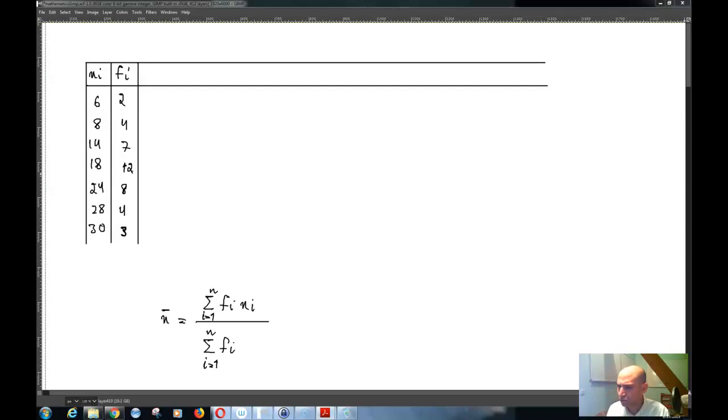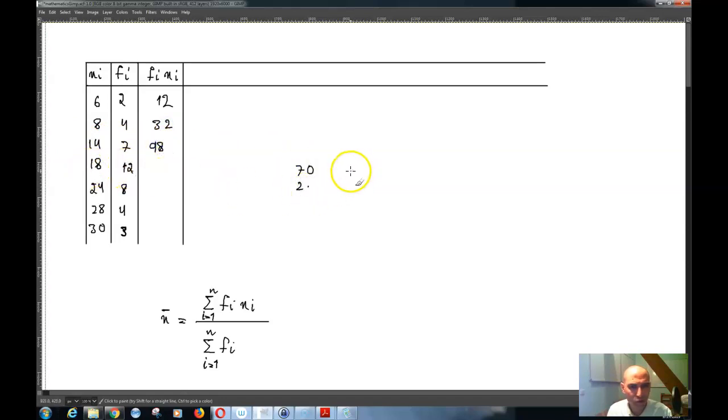Now, the answer that we have in the book is not correct, but we can go with that as well. That doesn't really matter. What matters is that you can use this formula in order to find your mean, and there is no problem with that. So if I calculate f of i times x of i, I will have 2 times 6 is equal to 12, 4 times 8 is equal to 32, 7 times 14 is equal to 98.